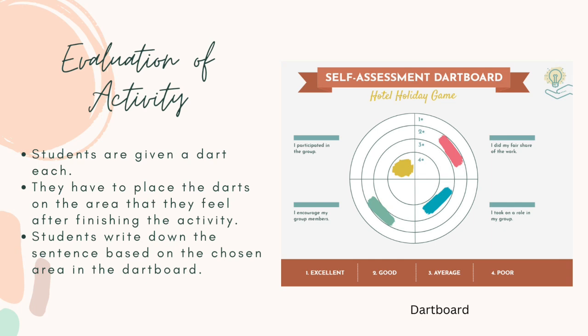At the end of the activity, how do we evaluate the students' understanding of the lesson? Students are given a dart each. They have to place the darts on the area that they fill after finishing the activity. Students write down the sentence based on the chosen area in the dartboard.